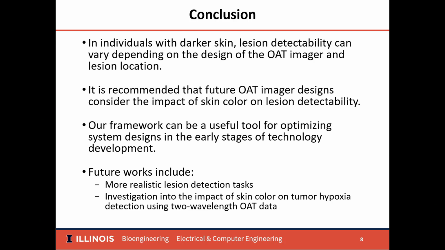To summarize, we found that in individuals with darker skin, lesion detectability can vary depending on the design of the OAT imaging system and lesion location. Therefore, to ensure reliable breast cancer screening for all patients, we recommend that future OAT imager designs consider the impact of skin color on lesion detectability. Our framework can be a useful tool for optimizing system designs in the early stages of technology development.